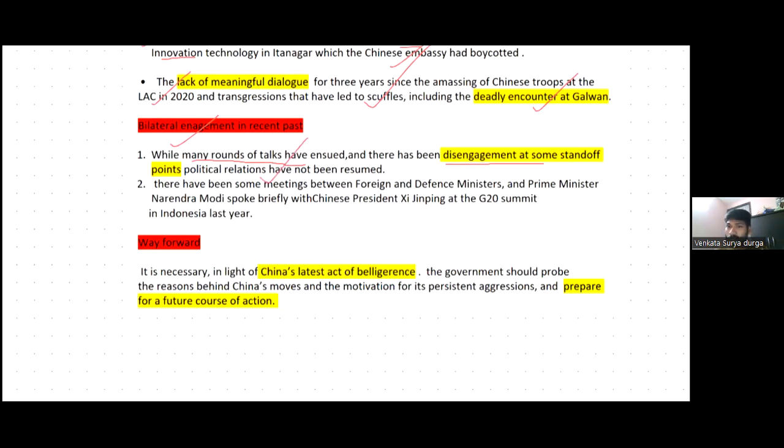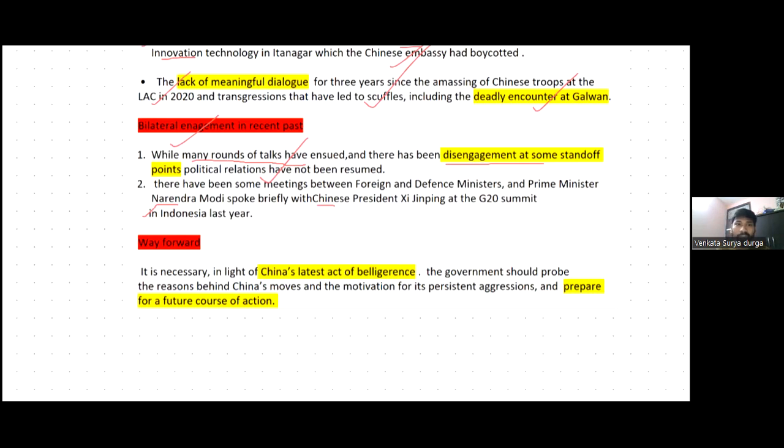Political relations have not been resumed because India has been linking the border tension with the overall bilateral relationship with China. On the other hand, China is suggesting that the border conflict should be excluded from the overall bilateral relationship between India and China. In fact, the foreign and defense ministers of India and China have also held several talks on the border issue. Chinese President Xi Jinping and Indian Prime Minister Narendra Modi also met on the sidelines of the G20 summit last year in Indonesia. But even with several such engagements, no objective outcome has come out.